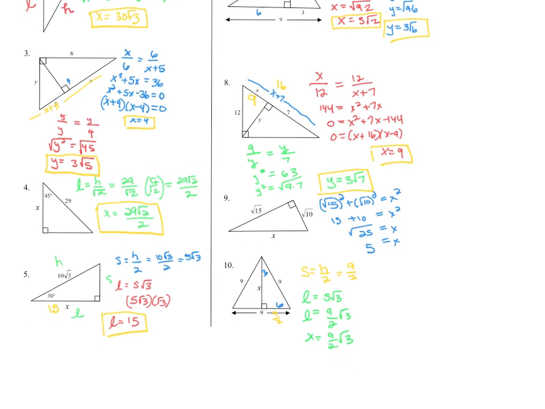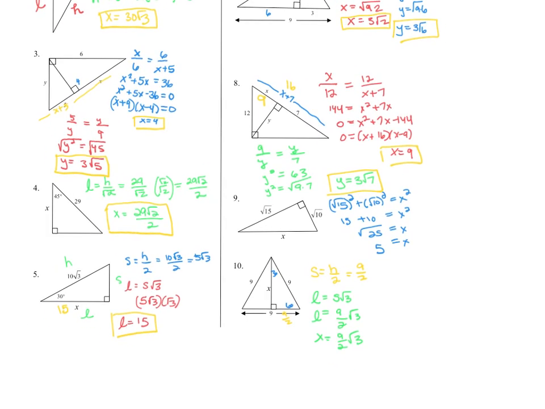All right, looking at numbers 9 and 10. Number 9, we are given a right triangle, and we're given 2 of the sides, so we can just use the Pythagorean theorem. The legs are given, we're looking for the hypotenuse.